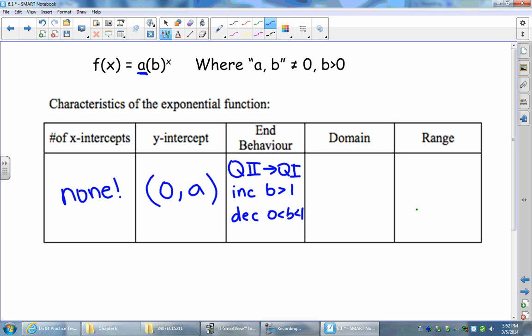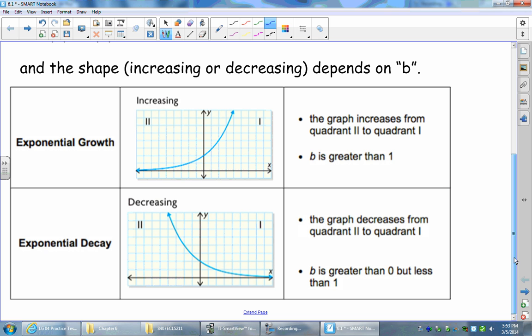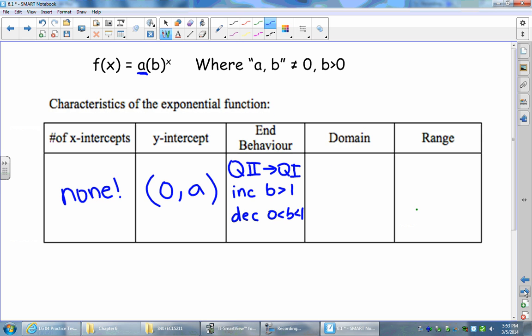Domain and range. Okay, well, I noticed that my graphs extended outwards to the left and outwards to the right, which means my x values are going to continue getting smaller and my x values are going to continue getting bigger. So I can say here that x is an element of the real numbers.